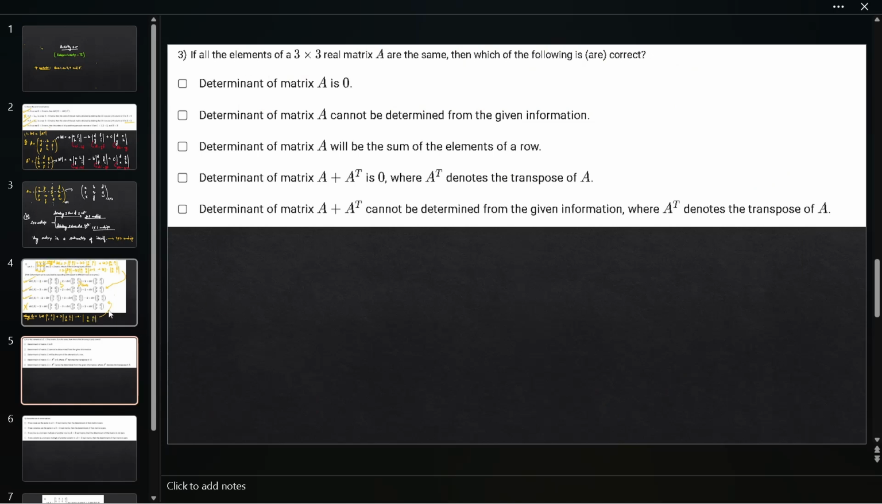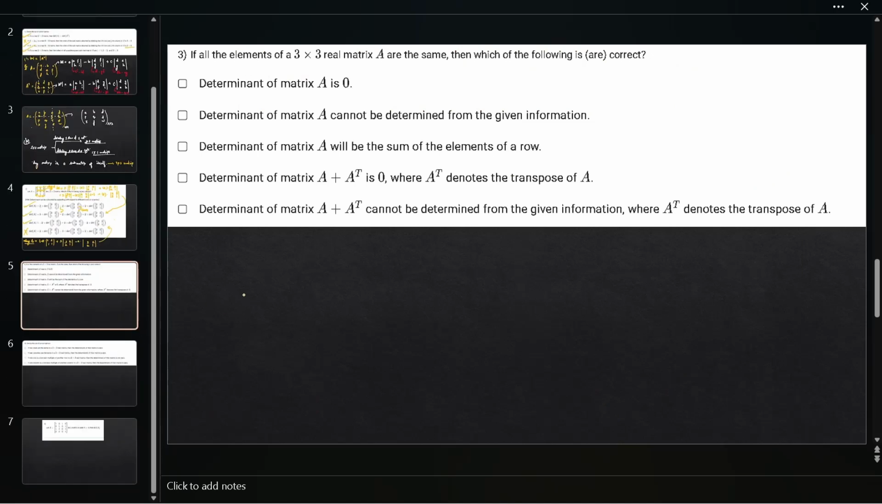Here it says, if all the elements of a 3 cross 3 real matrix A are the same, which of the following are correct? Let's take an example. I'm saying my A is a 3 cross 3 matrix such that all the elements are the same, so all the elements are K, K, K, K, K.